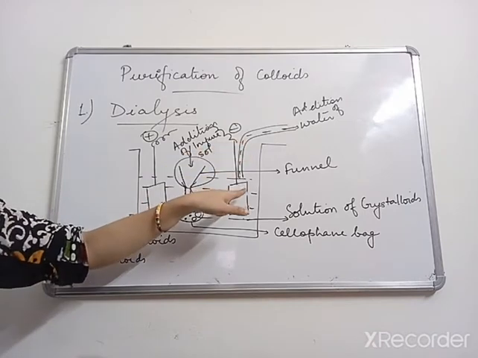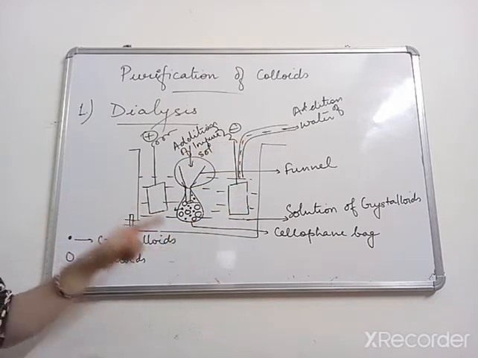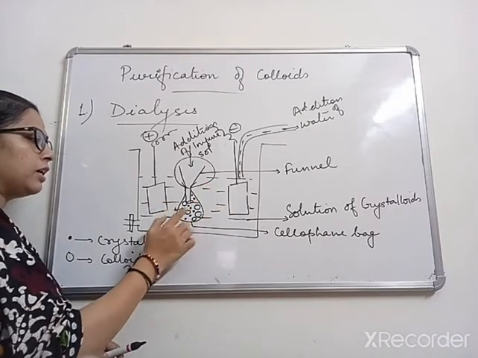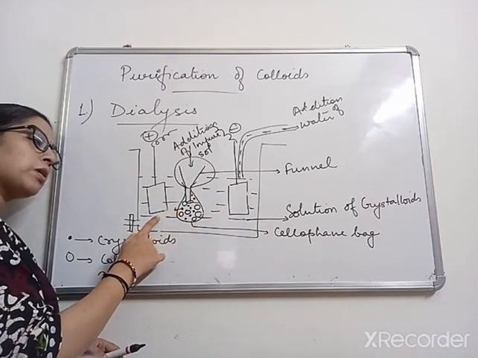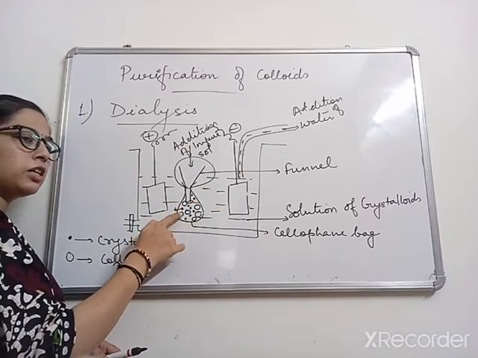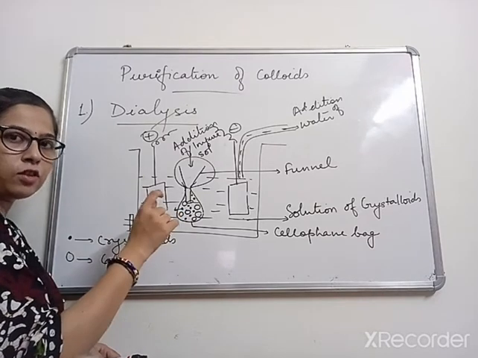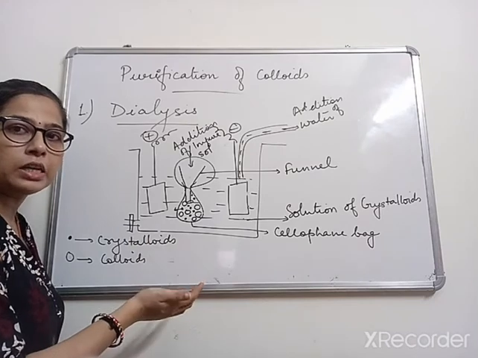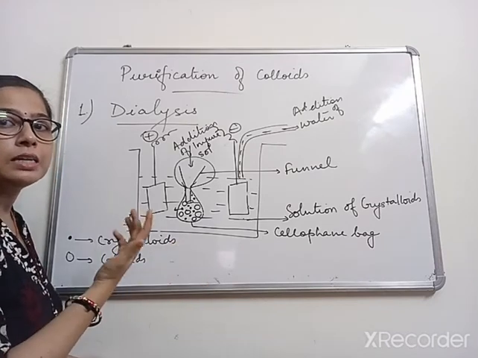Water is continuously being added and impure water is being constantly removed. When the potential difference is being applied, crystalloids travel out from the parchment membrane, leaving behind the colloidal particles, as the size of the colloidal particle is big, and this process of removing the impurities from a colloid is called dialysis.